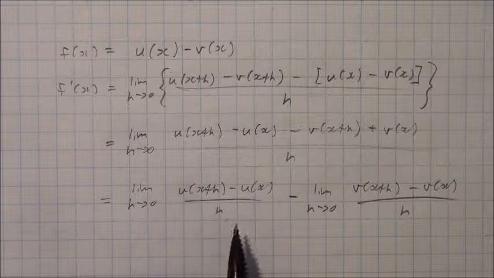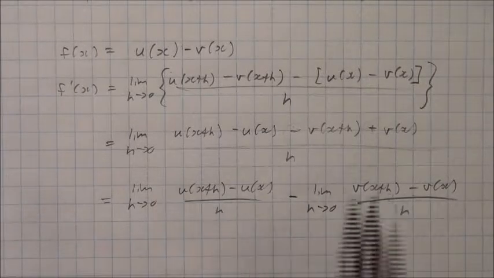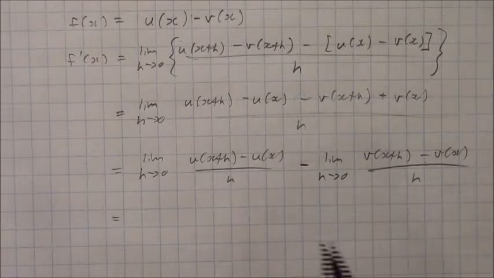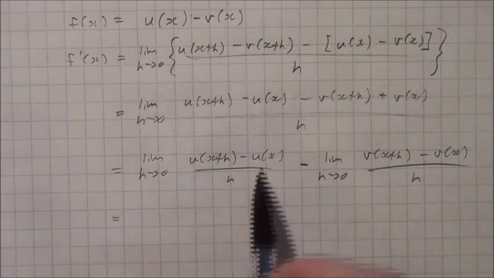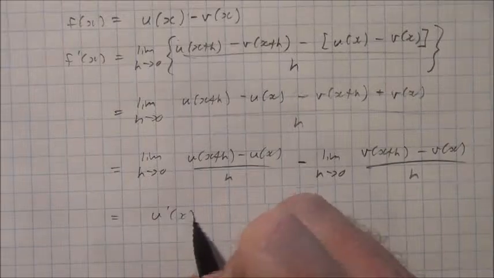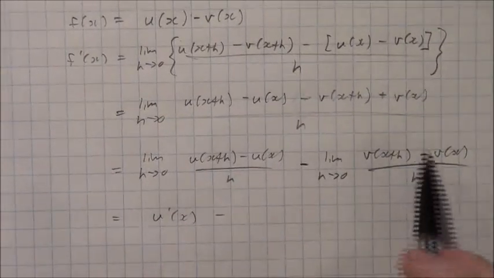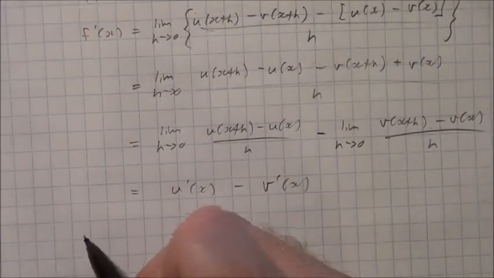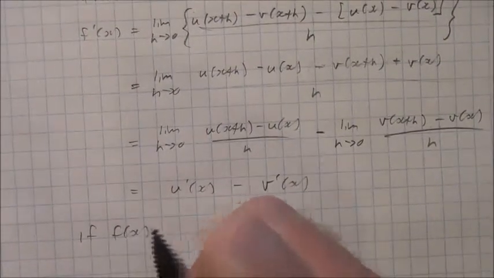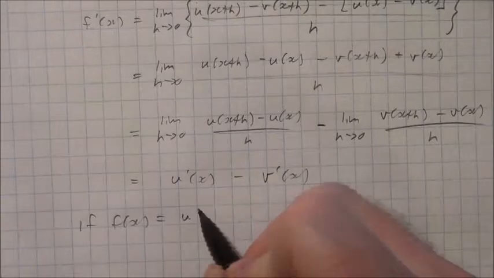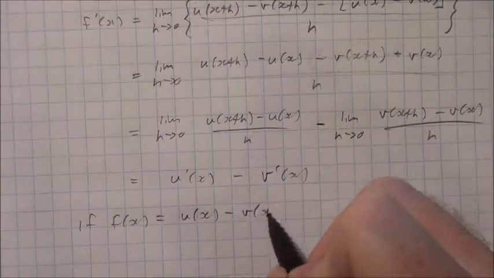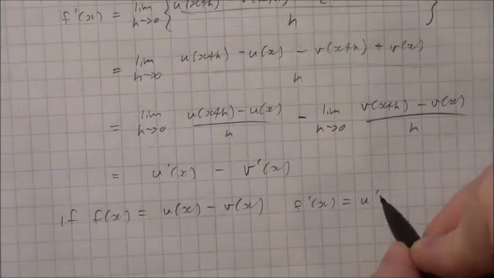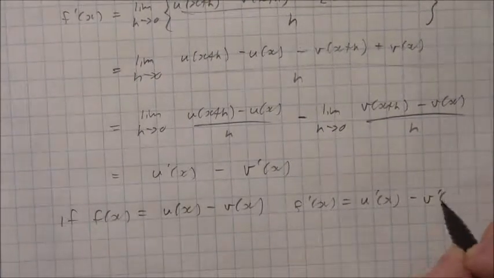And then when we get this, we just see that these two things are now just the basic form of the derivative. So this is then u prime of x, and then the minus, and then this is just v prime of x. So if f of x equals u of x minus v of x, then f prime of x is u prime of x minus v prime of x.